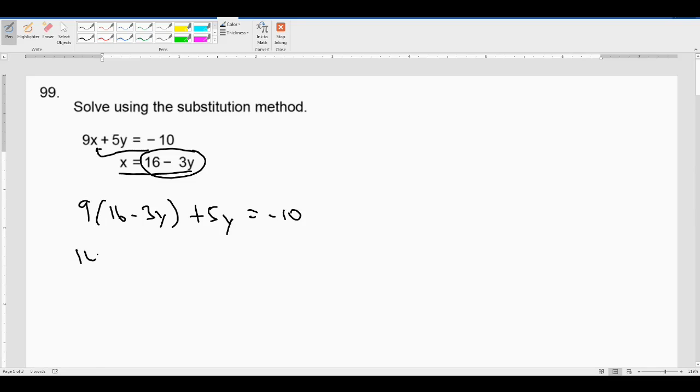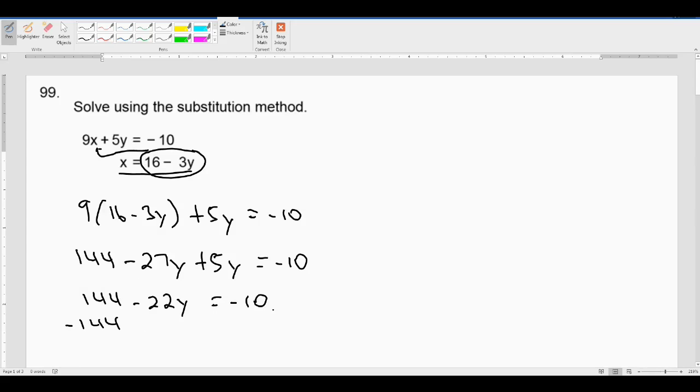9 times 16 is 144. 9 times negative 3y is negative 27y. Drop everything else. Combine like terms. Keep the 144. Negative 27y plus 5y is negative 22y equals negative 10. Subtract the 144.